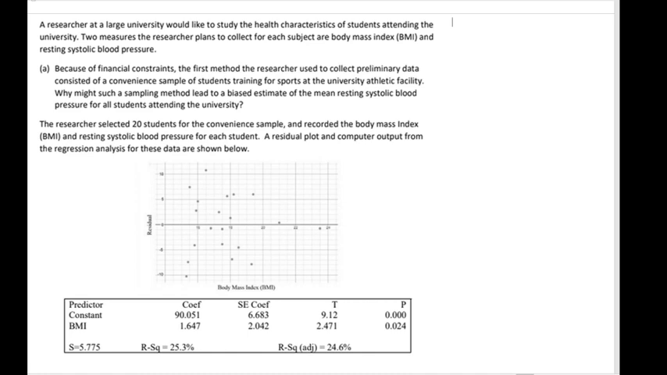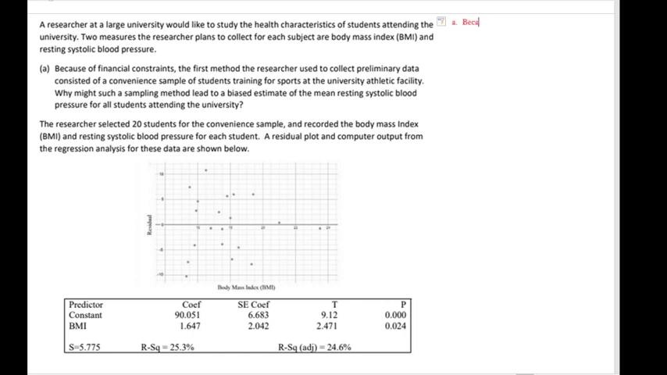Okay, so the first question, because of financial constraints, it was based on a convenient sample of students training for sports at the athletic facility. Why might such a sampling method lead to a biased estimate of the mean resting systolic blood pressure for all students attending the university?